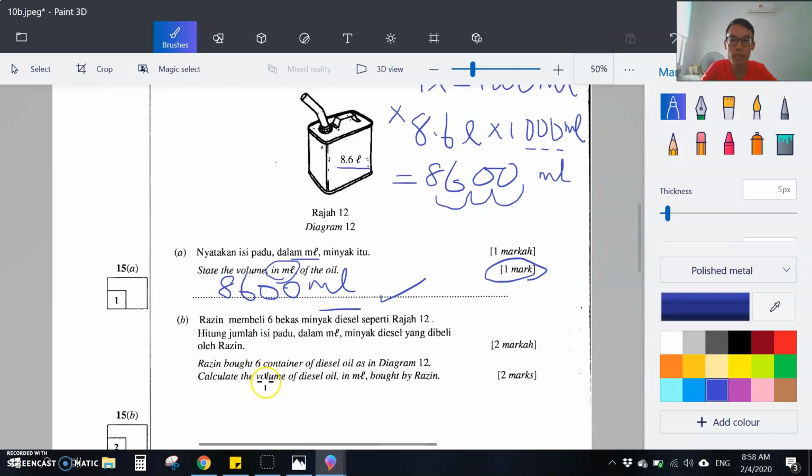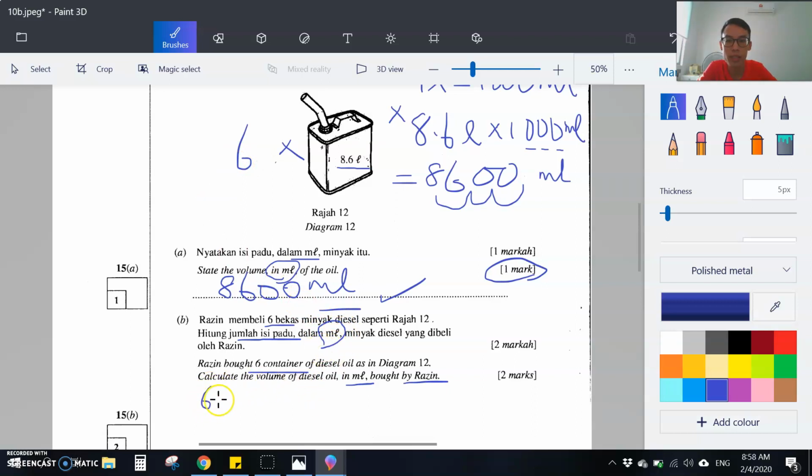Razin bought 6 containers of diesel oil. Calculate the volume of diesel oil in ml bought by Razin. So this is 1 container. Razin bought 6 containers, beli 6 bekas. So cari jumlah isi padu. What do you do? You times 6, kali 6. Dalam ml, okay? Dalam ml.